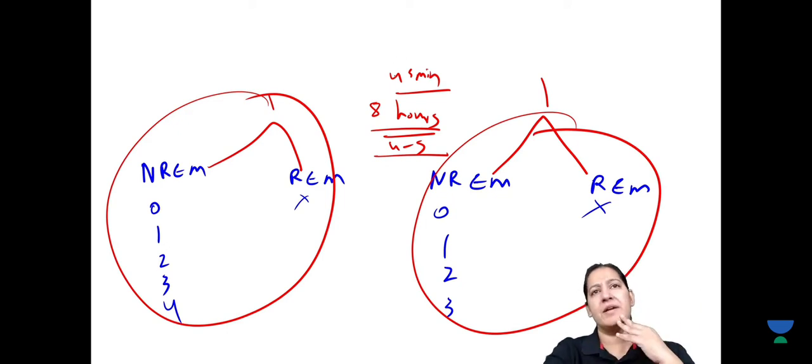Sorry, not 45 minutes. I guess 1 hour 30 minutes for one cycle. You have to check the exact time. So 4 to 5 cycles in one night.